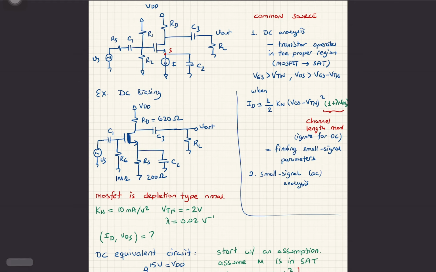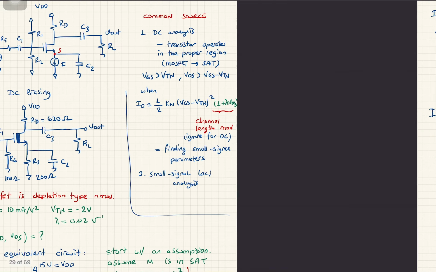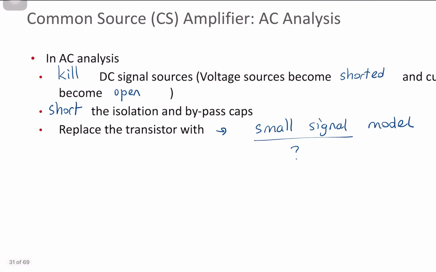We are moving on this path. We start with DC analysis. Now we need to find the small signal parameters from the DC analysis. Now what we can do is small signal analysis. Let's name it small signal. In small signal analysis, what you need to do is we are going to kill the DC sources.